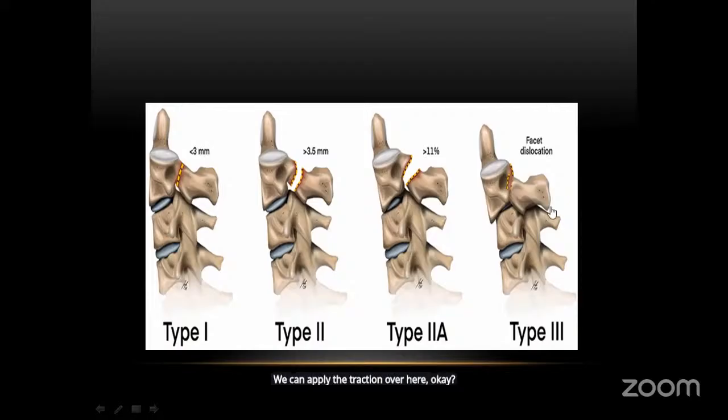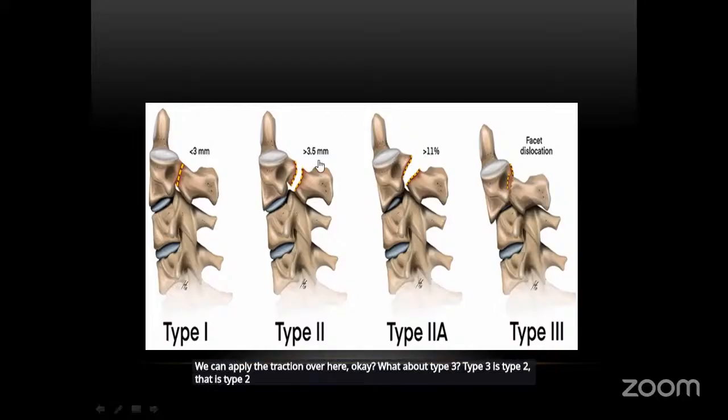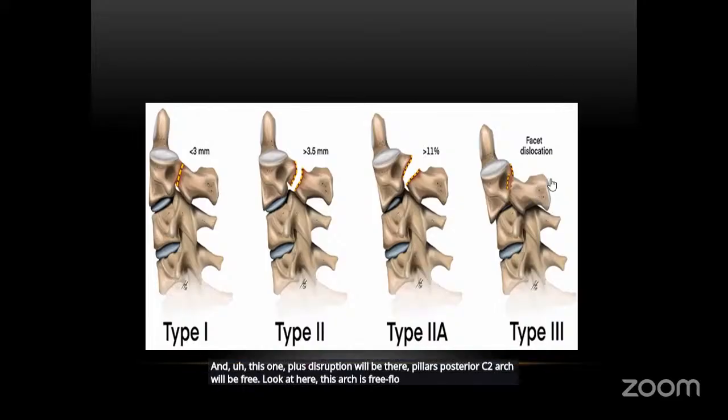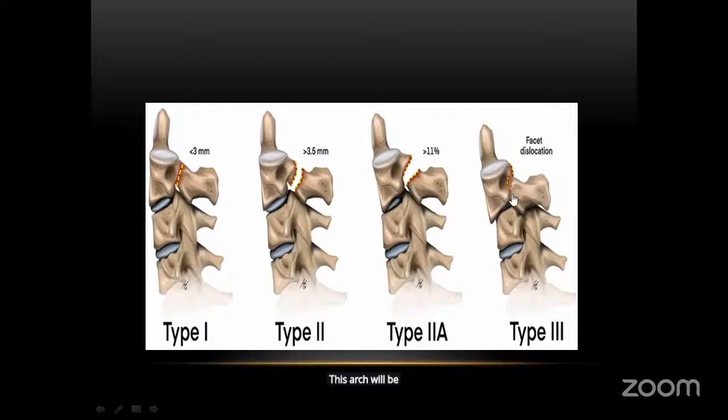What about type 3? Type 3 is like type 2. Look here: subluxation is there, plus disc disruption, plus the posterior arch of C2 will be free. Look, this arch is free floating. There will be disruption like this one, and subluxation will be the same, and there will be disruption of the facet joint. So this is type 3.